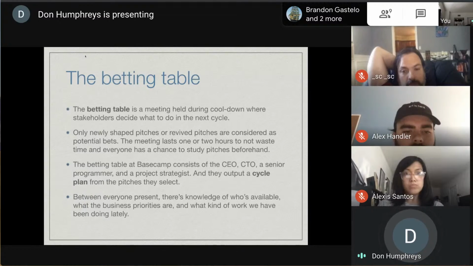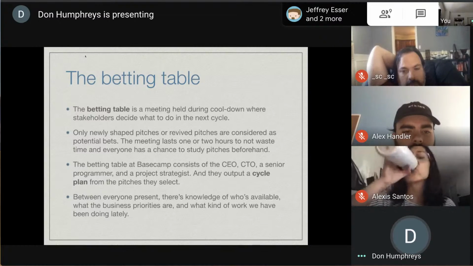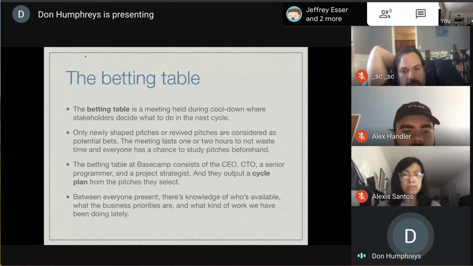At Basecamp, their betting table consists of the CEO, CTO, a senior programmer, and a project strategist. Only 4 people in the whole meeting. And they output a cycle plan based on the pitches they select. Between everyone present, there's knowledge of who's available, what the business priorities are, and what kind of work they've been doing lately, and that all influences which bets will be picked.